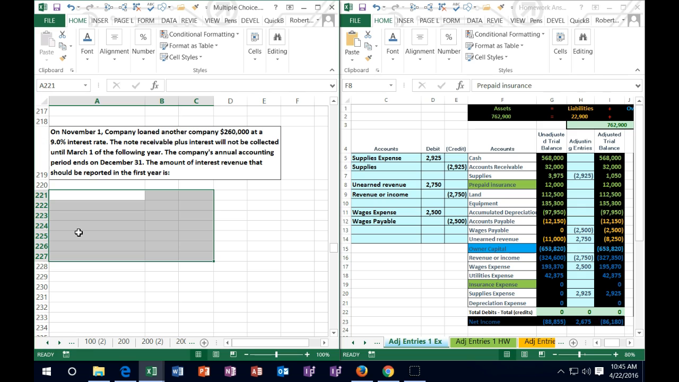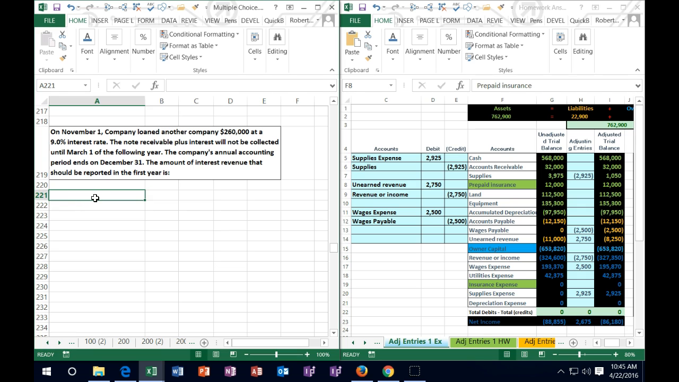Next one says that on November 1st, company loaned another company $260,000 at a 9% interest rate. The note receivable plus interest will not be collected until March, so that's the following year. The company's annual accounting period is December 31st. The amount of interest revenue should be reported in the first year.